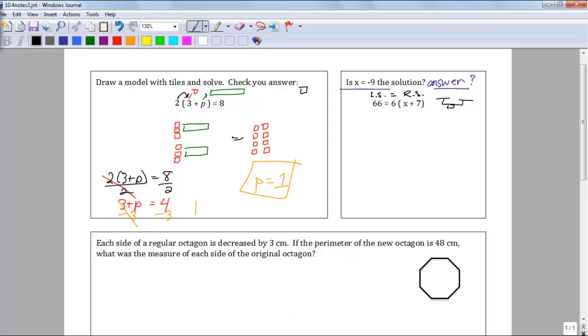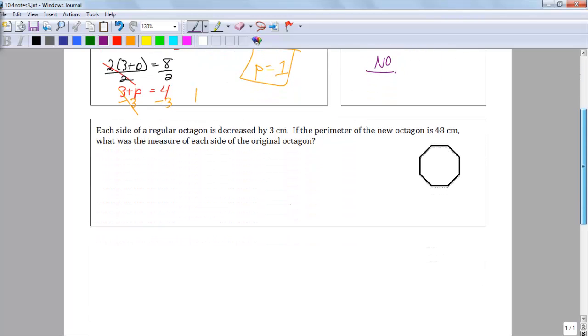So let's substitute it in. So we've got 6 over here. We're going to say negative 9 plus 7. Okay? So let's see, 6 bracket, negative 9 plus 7 is negative 2. It's not looking good. 6 times negative 2 is negative 12. They are not equal, so the answer is no. It is not the solution.